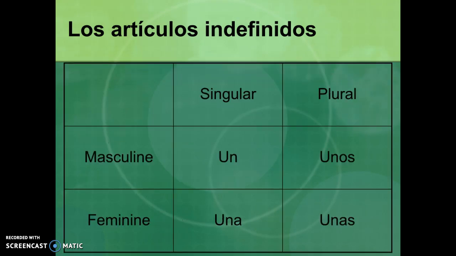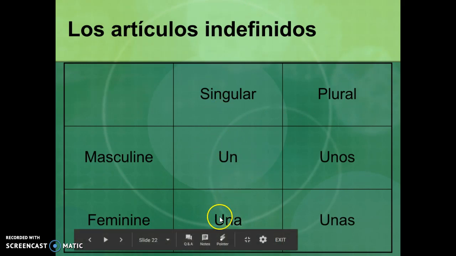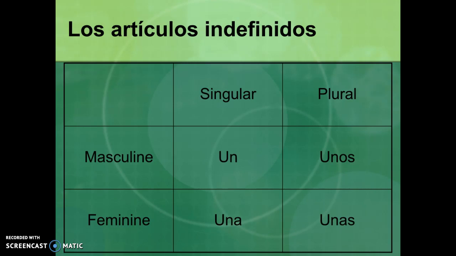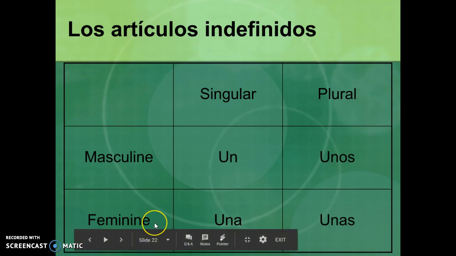Again, we have a chart, and if you guys can repeat after me, repitan por favor. Un, una, unos, unas. And we use this chart in the same way as the definite articles. For example, if I want to say an eraser, using the word goma. Since goma is feminine because it ends in an A, and it is singular, there's no S at the end, we would use una to say an eraser, una goma.